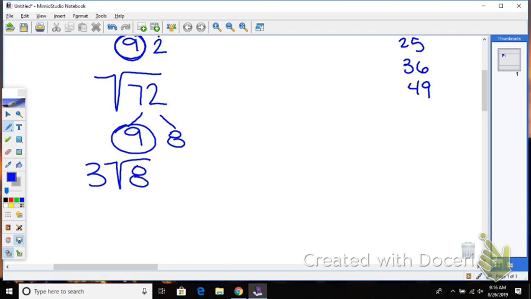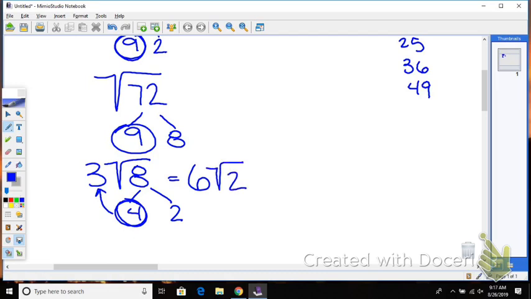Am I done with this problem? No. Because what does 8 have in it? 4. 4 and 2. Yeah, so I knew where you were going. What's the square root of 4? 2. What are you going to do with that 2 and the 3? You don't add it. Multiply. So I have 6 times the square root of 2.